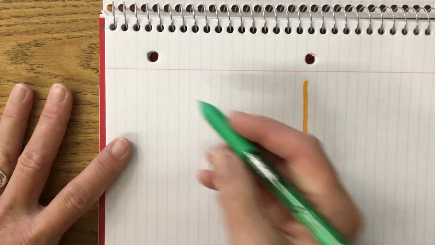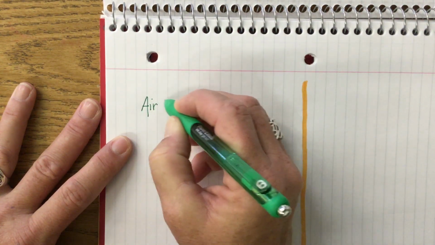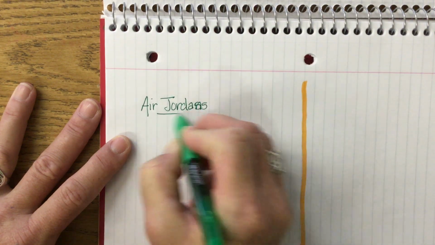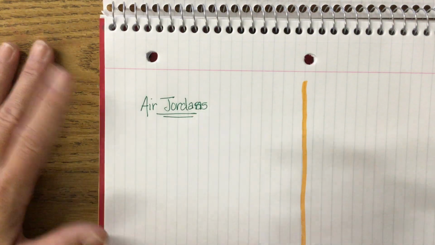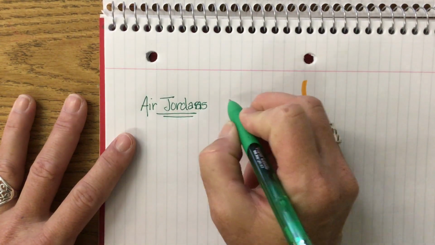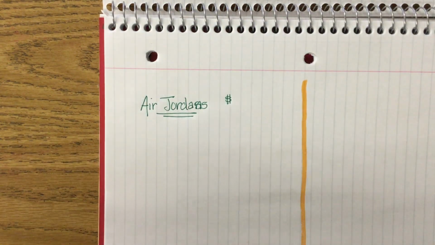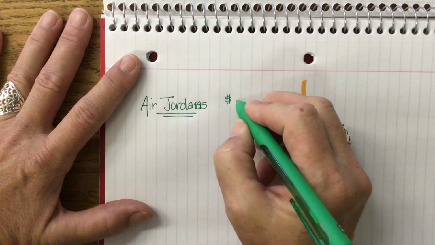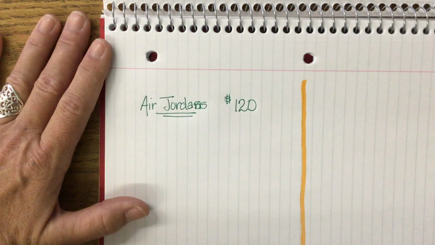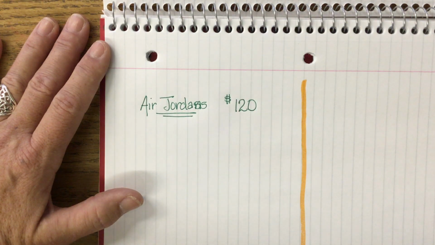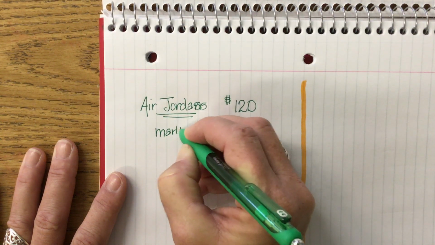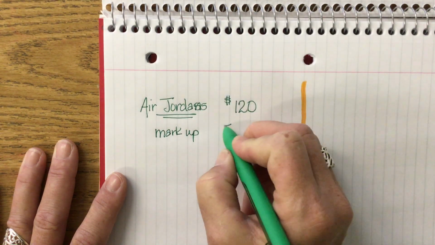So on a markup, let's pretend we have a pair of Air Jordans. And I'm going to show my age because I have no idea how much they're really worth, right? So don't laugh, but we're going to buy a pair of shoes, and the business is going to pay, let's say it's a store down the street, and their actual cost, not the cost that you would pay, is $120. Okay? Yep, you're already chuckling. But that business is going to mark those shoes up 50%.